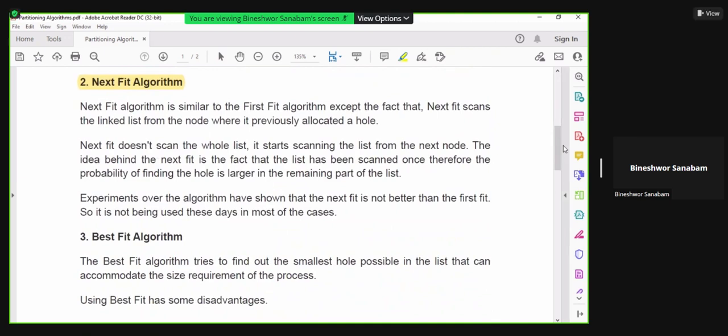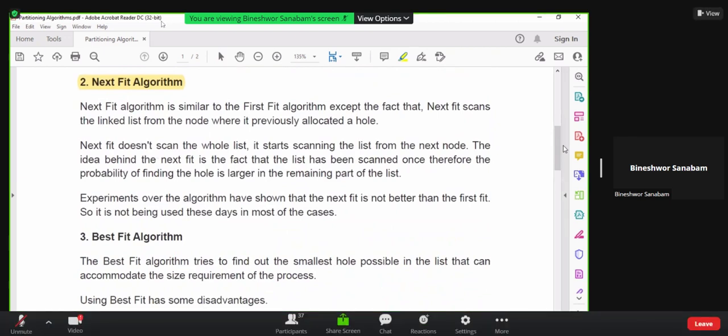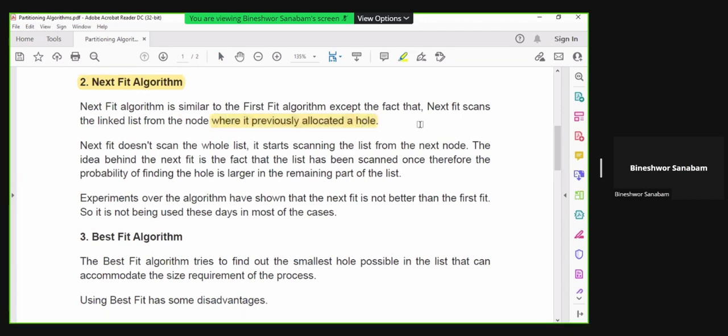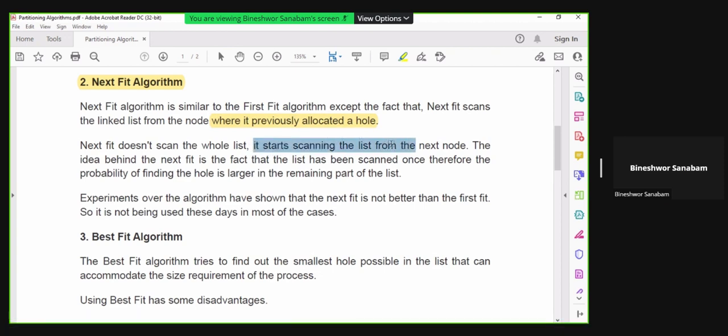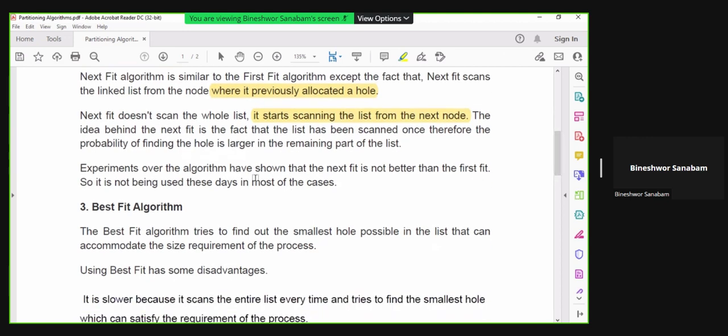So next fit algorithm is similar to the first fit algorithm, except that it scans the linked list from the node where it previously allocated a hole. So when we are talking about next fit, it doesn't scan the whole list. It starts scanning the list from the next node. And here is a thing: your next fit is not better than the first fit.